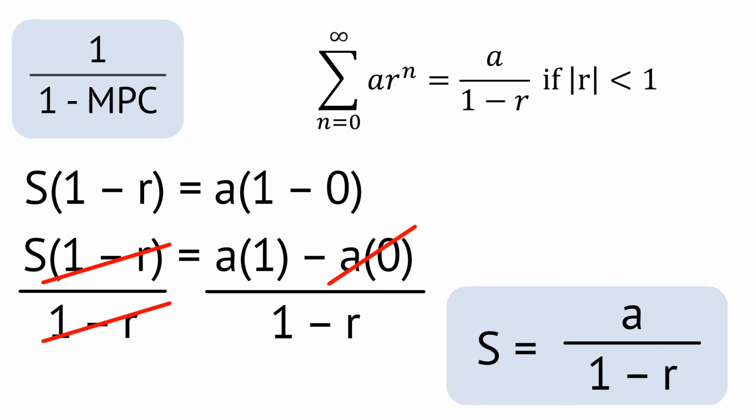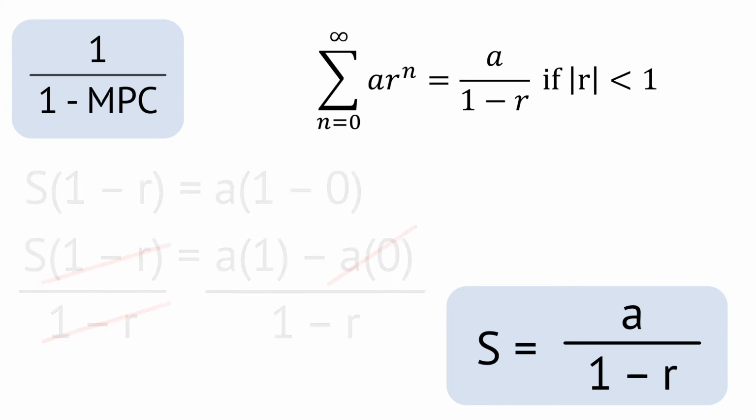Like that's what it ultimately says up above, right? That the sum of a times r to the nth power equals a divided by 1 minus r. But there's still one more thing that we need to do.